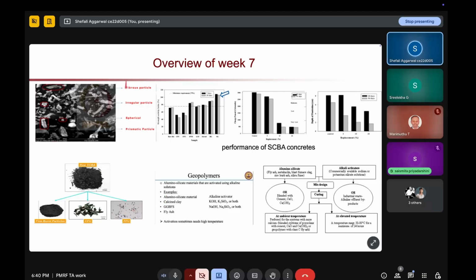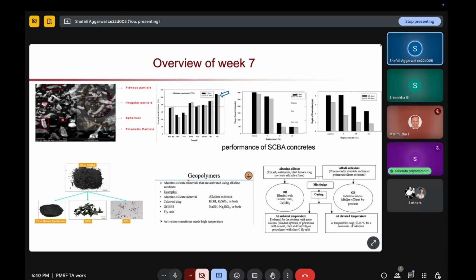Based on this microstructure, let us see how it performs in concrete. Strength is increased. In the RCPT test, the charge passed has a very low value when we are using bagasse ash. In the same way, the depth of chloride penetration is also reduced when we increase the replacement level of bagasse ash.